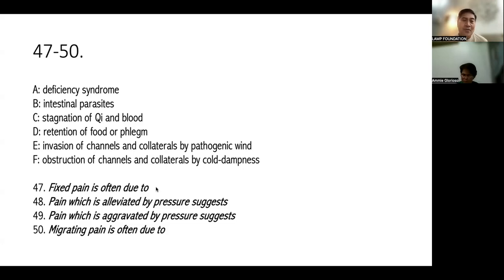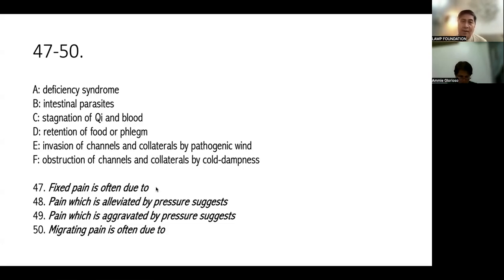Okay. Number 49, pain which is aggravated by pressure suggests letter B, intestinal parasites. C, stagnation of chi and blood. And D, retention of food or phlegm. So ito yung mga excess. Okay, excess po. Ayaw nila yung pressure. Minsan ayaw nilang pahawak eh. Okay? So doon pa lang makikita mo na. And these are the possible causes. Baka merong alaga, intestinal parasites, merong chi and blood stagnation, and retention of food or phlegm.